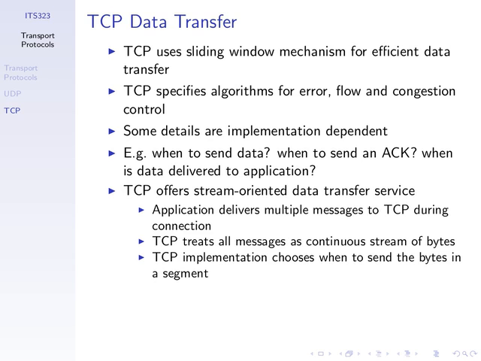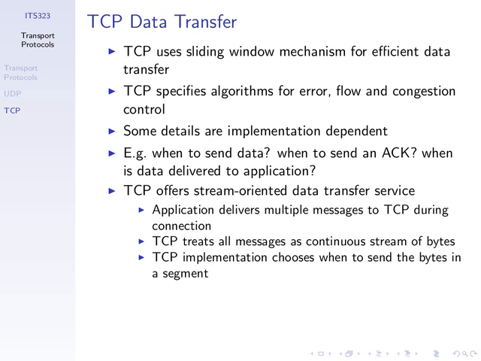TCP uses a sliding window mechanism. We've seen sliding window mechanisms where the source can send a set of segments before it has to wait for an ACK. It increases the efficiency of the data transfer. TCP specifies different algorithms for error, flow, and congestion control. We'll see some algorithms for error control shortly.